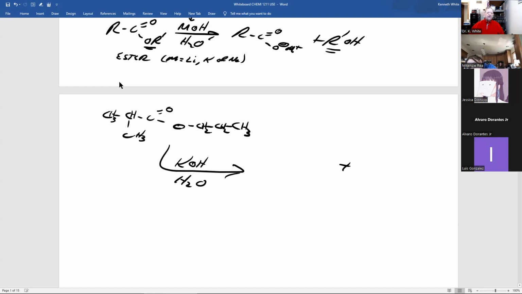And it's your turn. What two products do you get when you react that molecule with potassium hydroxide, KOH, and water?